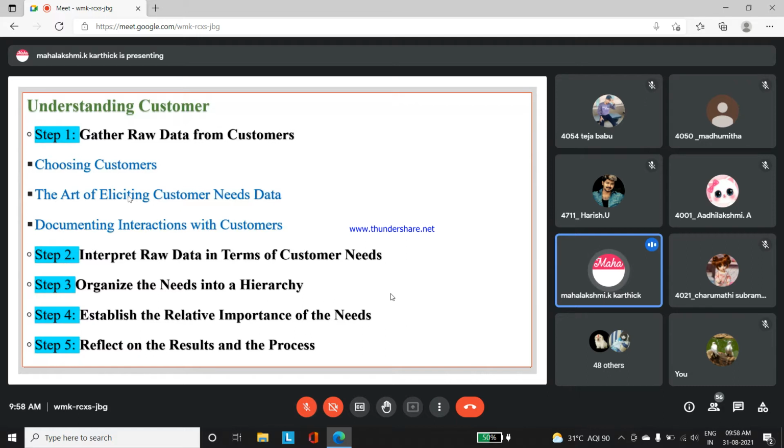Documenting interactions with customer. What are the methods used to file or document whatever interaction has been done between the customer and the salesperson, the interviewer. So this is the first important step involved in understanding the customer.